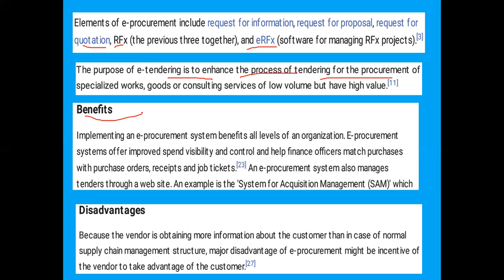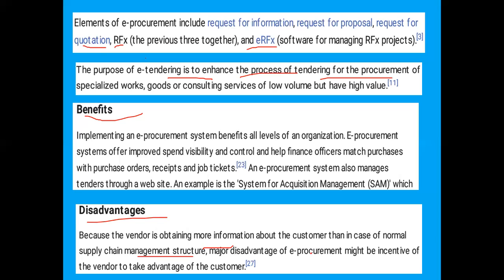Next, disadvantages. Because the vendor is obtaining more information about the customer than in the case of a normal supply chain management structure. A major disadvantage of e-procurement might be the incentive for the vendor to take advantage of the customer. So what is the disadvantage here? The vendor gets more information about the customer.